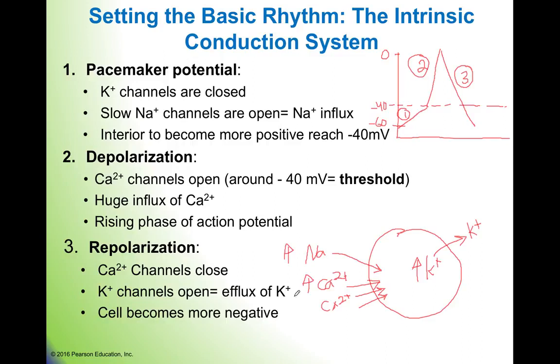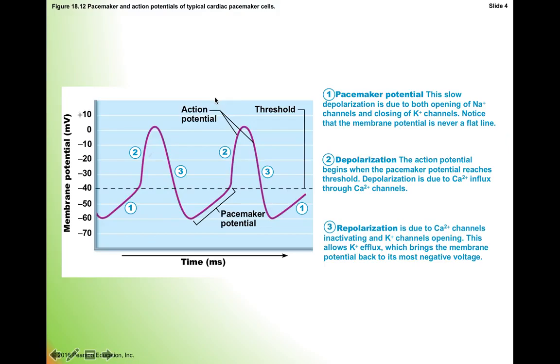When you're done with repolarization and you want to create your pacemaker potential again, you open up your sodium channels, the low sodium channels, but at the same time, you don't want the cell to continue repolarizing, so you close up your potassium channels. And this step repeats itself over and over again.